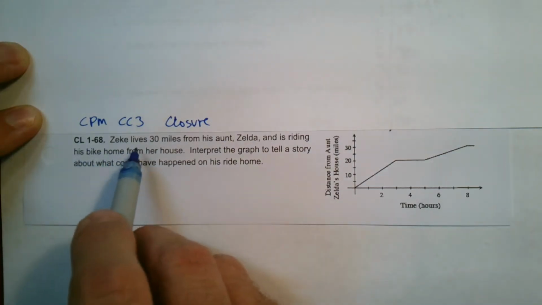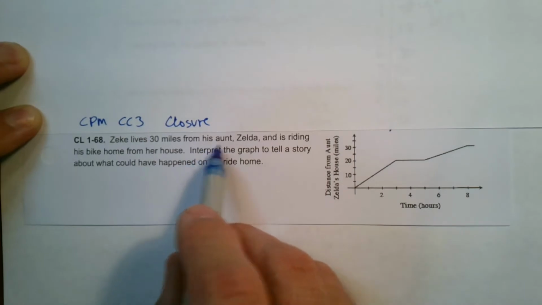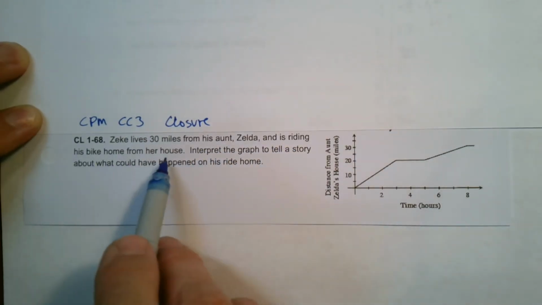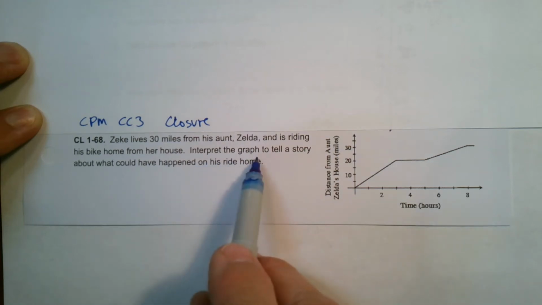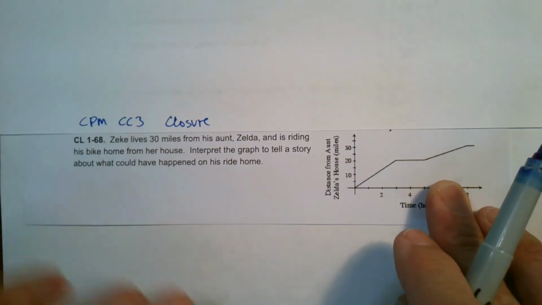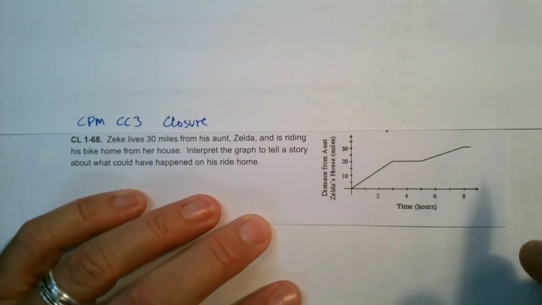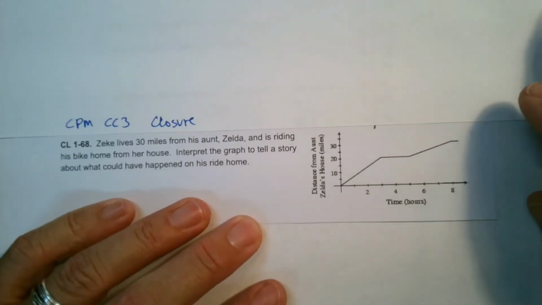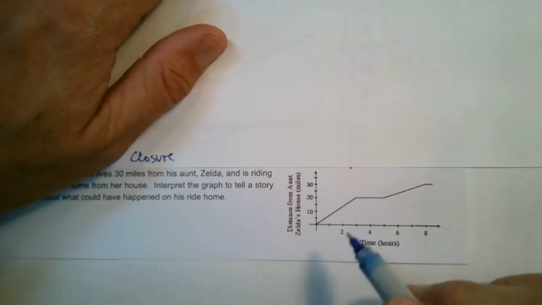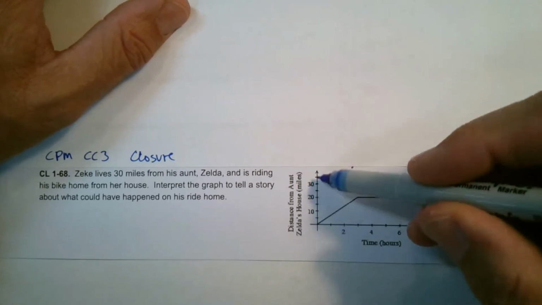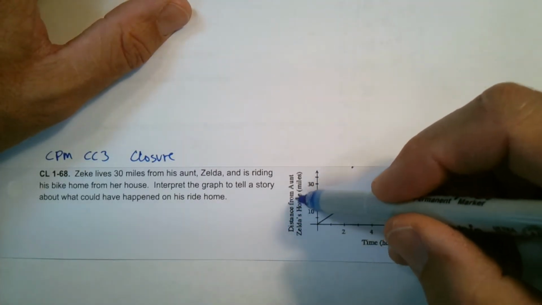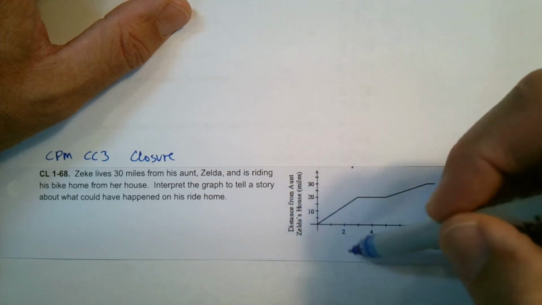It says Zeke lives 30 miles from his aunt Zelda and is riding his bike home from her house. It says interpret the graph to tell a story about what could have happened on his ride home. So if we look at our graph and try to get some sense of what it represents, we see that the y-axis, the vertical axis, represents distance from Aunt Zelda's house in miles.